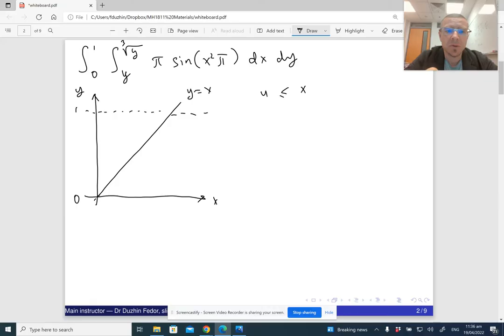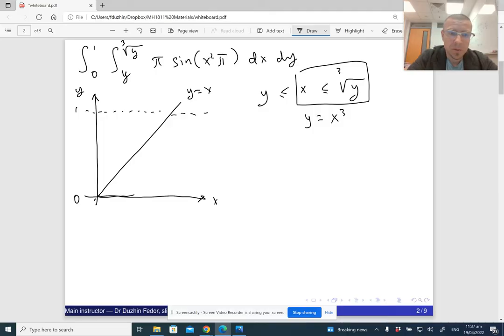And the largest possible values of x, so let me write it. So x is between y and cube root of y. The largest possible value of x comes from this inequality, so it is going to be cube root of y. And of course, if x is cube root of y, then y equals x cubed. So the line y equals x cubed, this is what it looks like. It's a cubic parabola. And basically, x changes from this to this, right? So here is the region of integration.